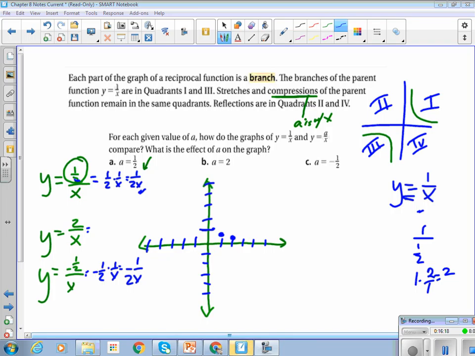Which quadrant am I rolling in for a? Still in quadrant 1. When I have a stretch or compress, so that's a positive a value, I stay in quadrant 1 and quadrant 3. So let's draw its matching buddy in quadrant 3. So that's this one right here.